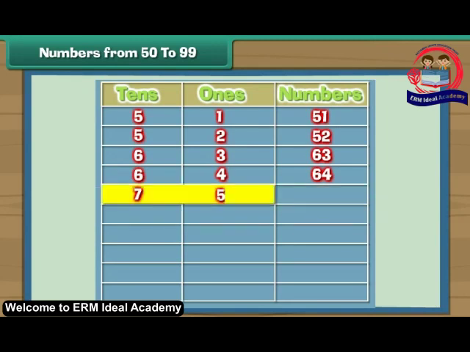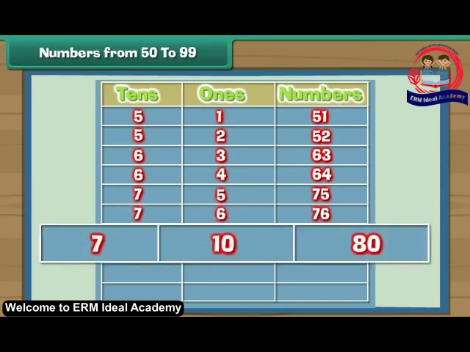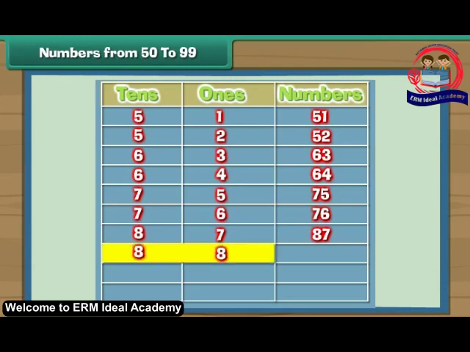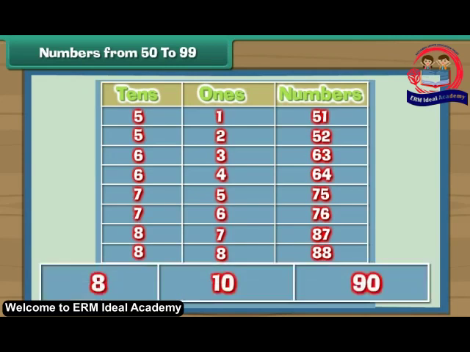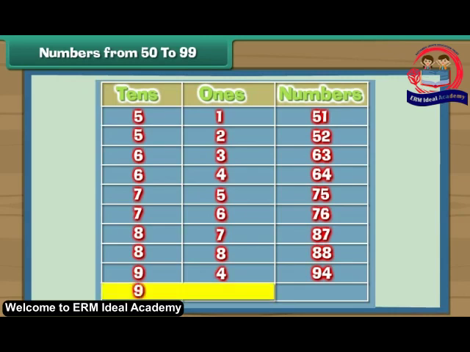7 tens and 5 is 75. 7 tens and 6 is 76. 7 tens and 10 is 80. 8 tens and 7 is 87. 8 tens and 8 is 88. 8 tens and 10 is 90. 9 tens and 4 is 94. 9 tens and 9 is 99.